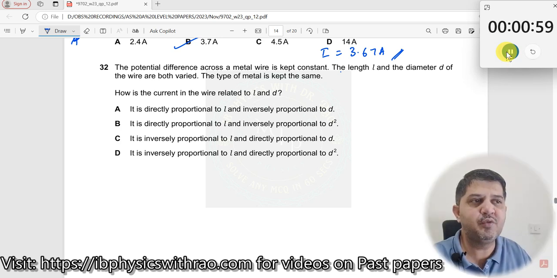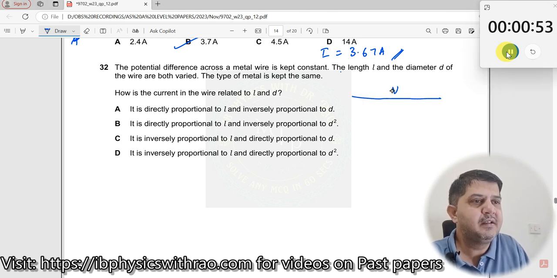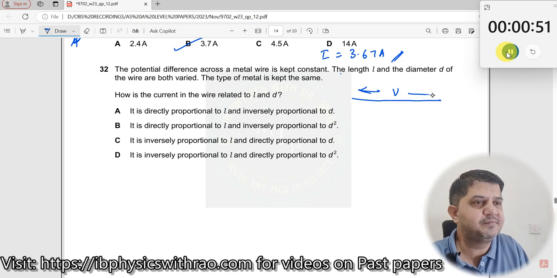Question number 32. The potential difference across the metal wire is kept constant. You have a metal wire, potential difference is kept constant. If it is kept constant, I know V is equal to I into R. Length L and diameter D of the wire are both varied. Now, if L is varied and D is varied, what can change?